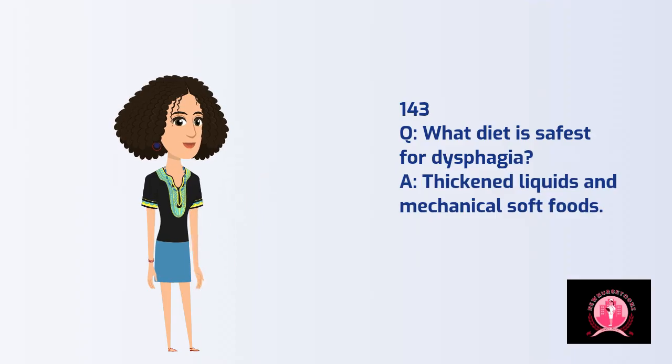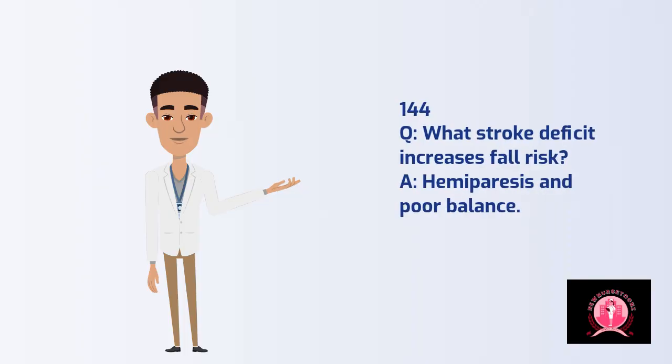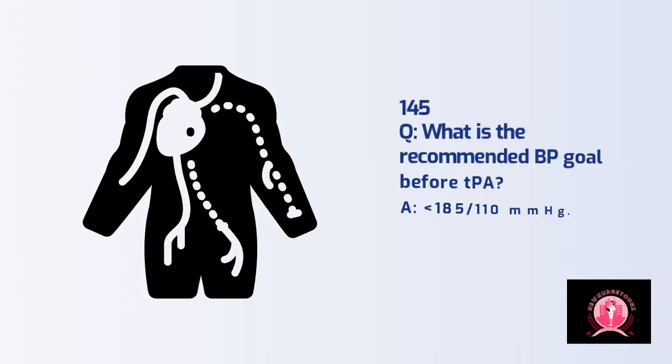143Q. What diet is safest for dysphagia? A. Thickened liquids and mechanical soft foods. 144Q. What stroke deficit increases fall risk? A. Hemiparesis and poor balance. 145Q. What is the recommended BP goal before TPA? A. 185/110 mmHg.